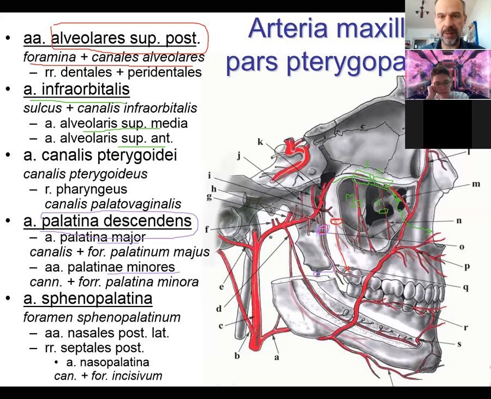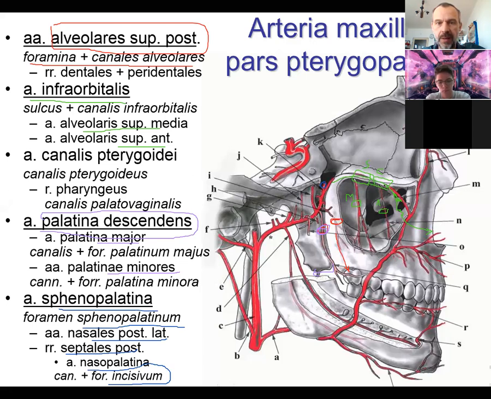Then we have the sphenopalatine. Sphenopalatine goes into the nasal cavity via the sphenopalatine foramen. So it's this one. It then divides into posterior septal branches, and you know that the anterior septal branches are branches from the ethmoidal artery, and the posterior lateral nasal branches for the lateral wall. One of the branches descends as far as the incisive foramen and supplies the hard palate as the nasopalatine artery. This all you know from the nasal cavity already.